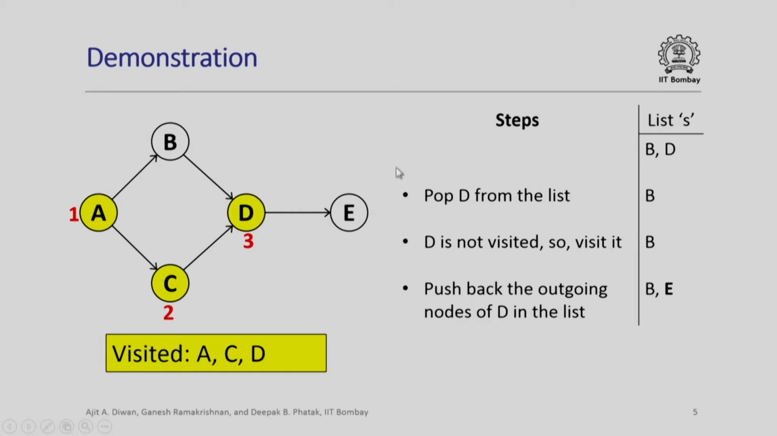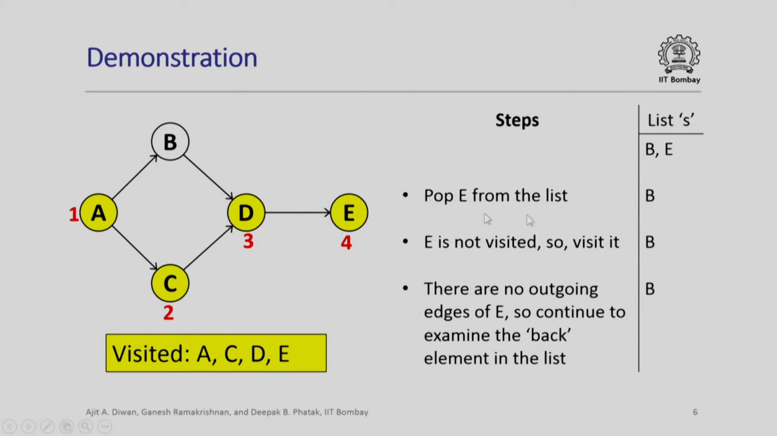We continue. We now pop the next element from the list, which happens to be D. When D is popped, list contains only B. Since D is not visited, we visit it, and we push back all outgoing edges from the D, which happens to be only one edge, to E, and therefore, the outgoing node E is now pushed onto the list. The list now contains B and E. Next, we pop E from the list, because E is at this position. The list now contains only B. Since E is not visited, we visit it. Of course, there is no outgoing edge from E. So, there is nothing else to be done.